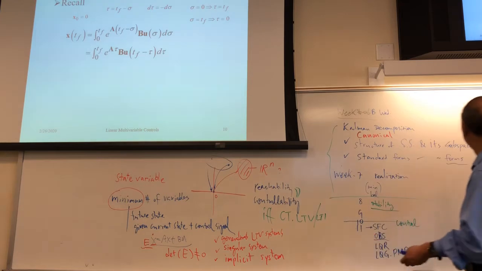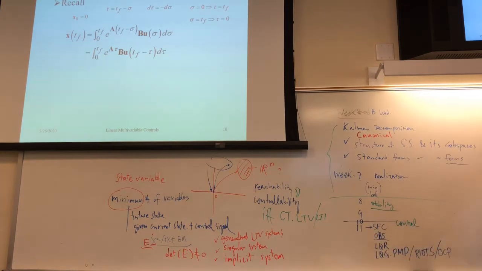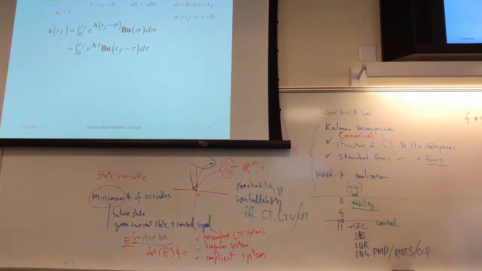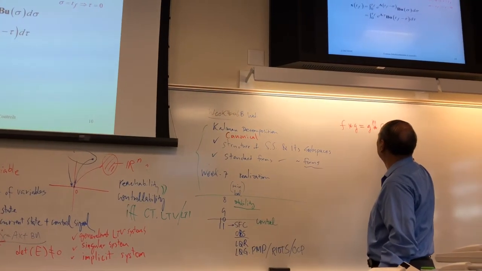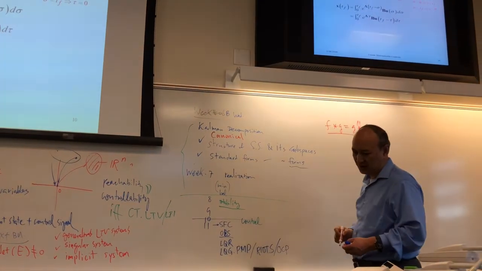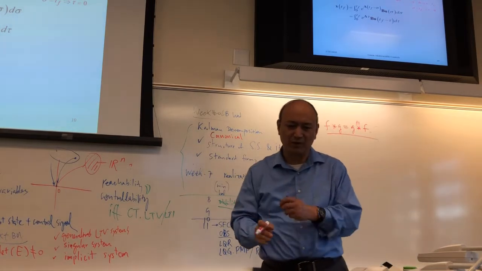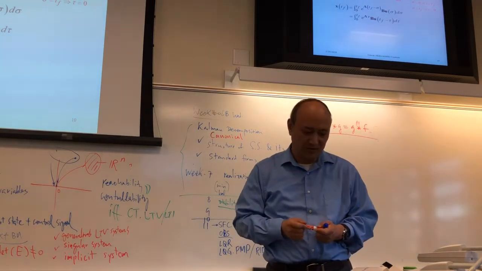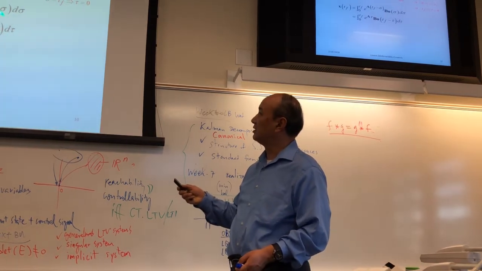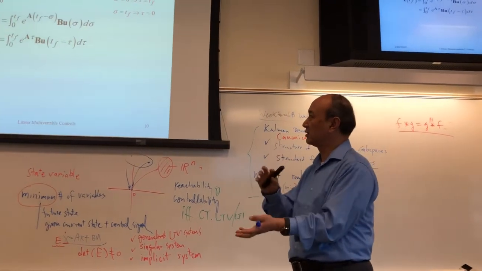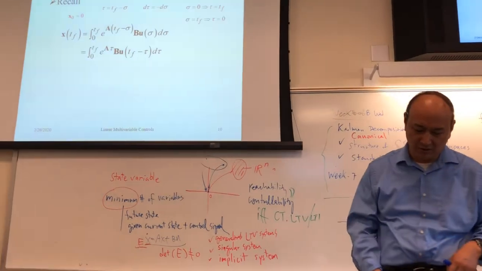Because we know that f star g is g star f, meaning the convolution can commute. This is basically showing that convolution can commute. So this one and this one can commute.